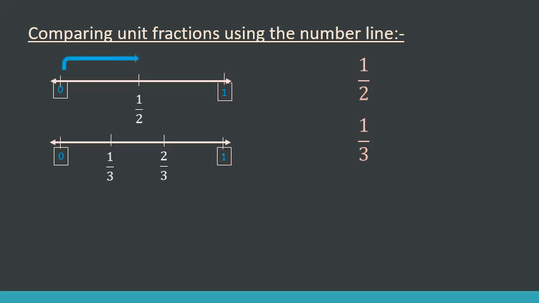If we look at the distance between 0 and 1 over 2 and compare it with the distance between 0 and 1 over 3, we will see that the distance between 0 and 1 over 2 is more than the distance between 0 and 1 over 3. So, 1 over 2 is more than 1 over 3.